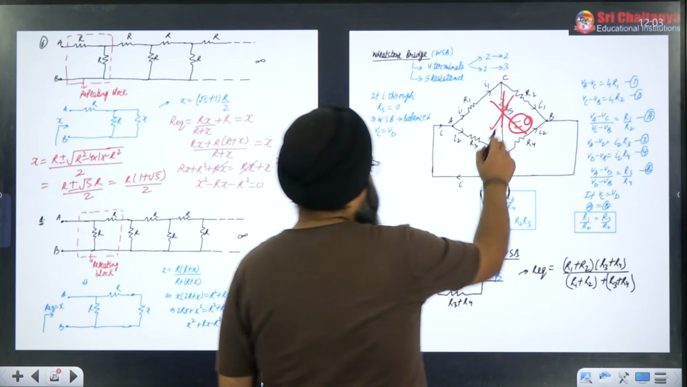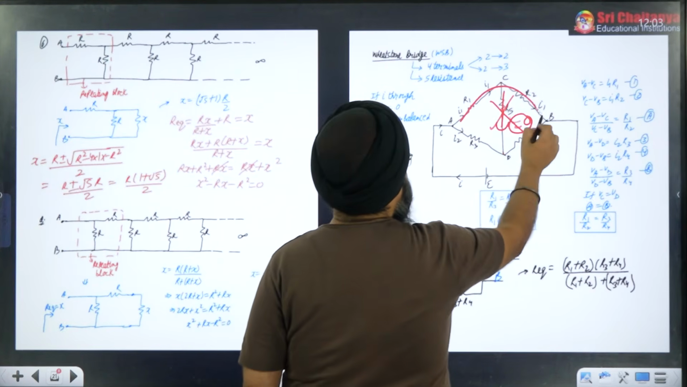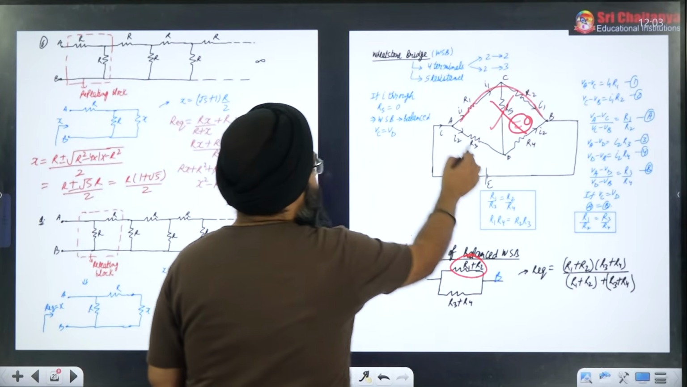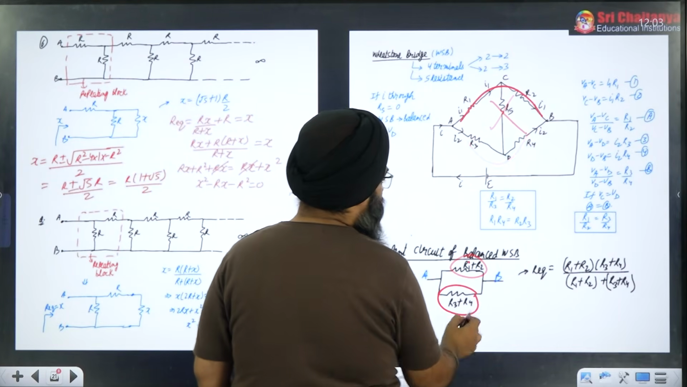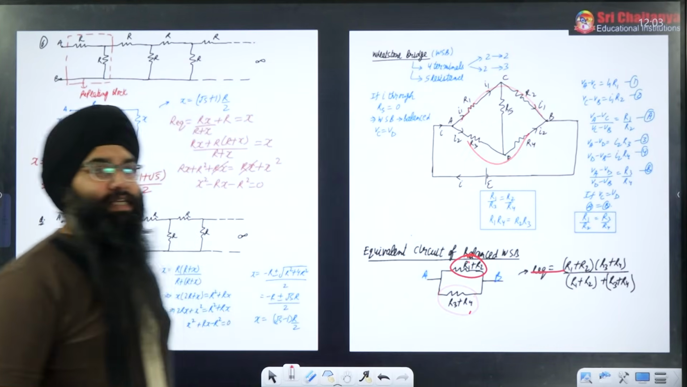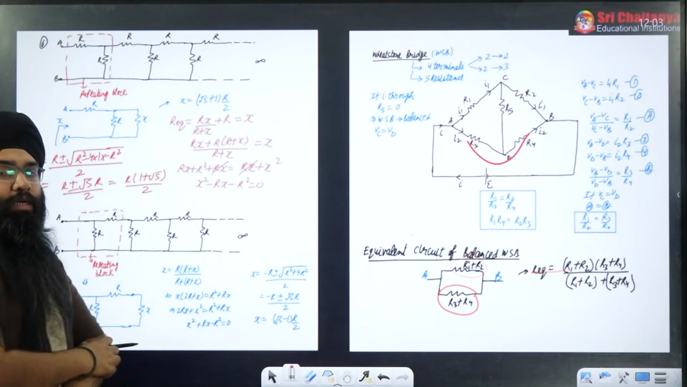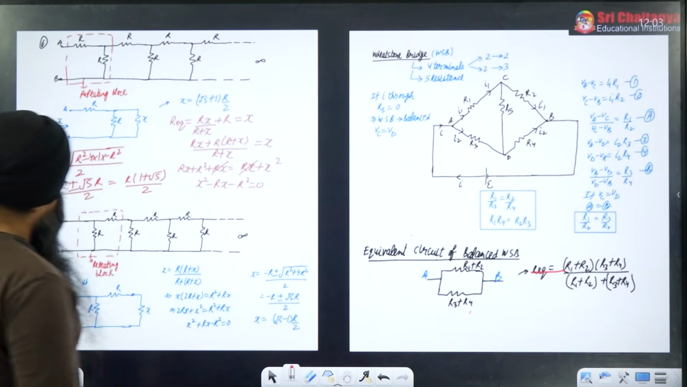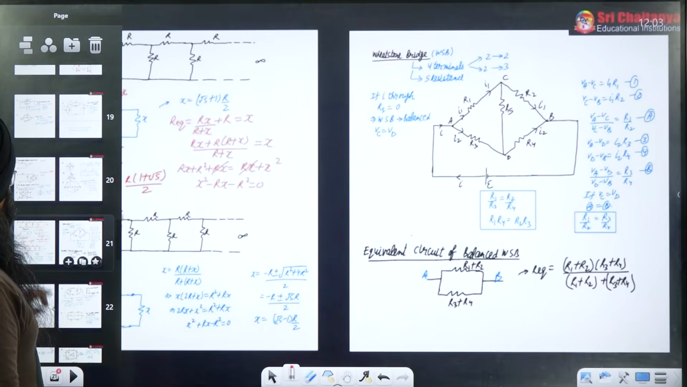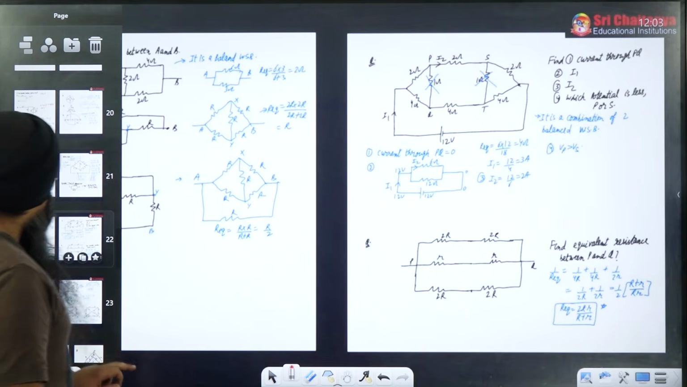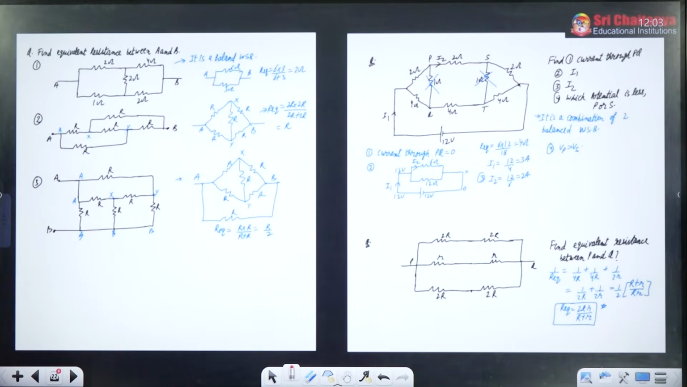And if you remove this resistor, then what will happen? These two will come in series, R1 plus R2, these two will come in series, R3 plus R4, and the combinations will be in parallel. So you can easily calculate the R equivalent of the circuit. So this condition is called the balanced Wheatstone bridge condition. Based on that also I have taken some questions. Please take a screenshot and try these questions on your own.